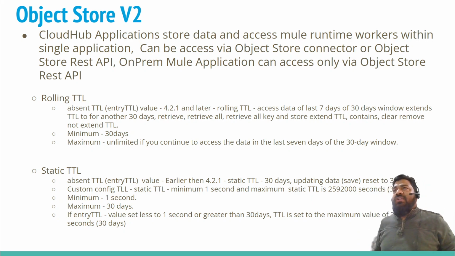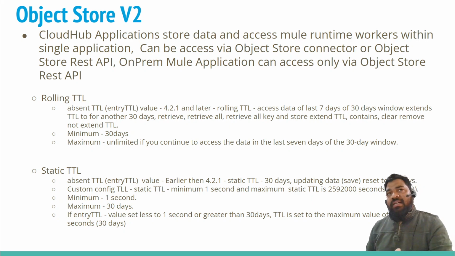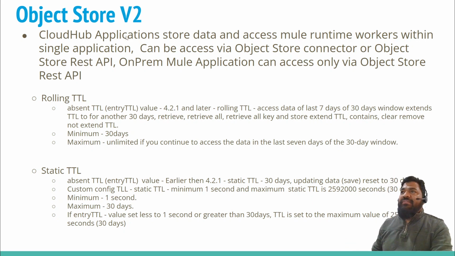So what is that? When a new deployment is happening, object store v2 is not deployed with it. Object store v2 does not save data in the worker; it saves data somewhere else. So when one or multiple deployments happen, data is not going to be lost in the case of CloudHub deployment. That's why we have an option, and we can choose to enable the object store v2 service in the case of a Mule 4 application. A Mule 3 application can use object store v1 and v2, but a Mule 4 application can only use v2.